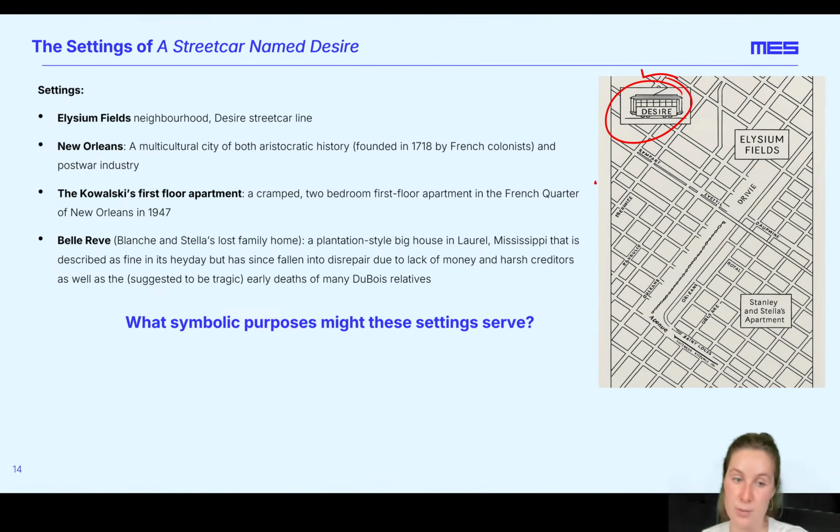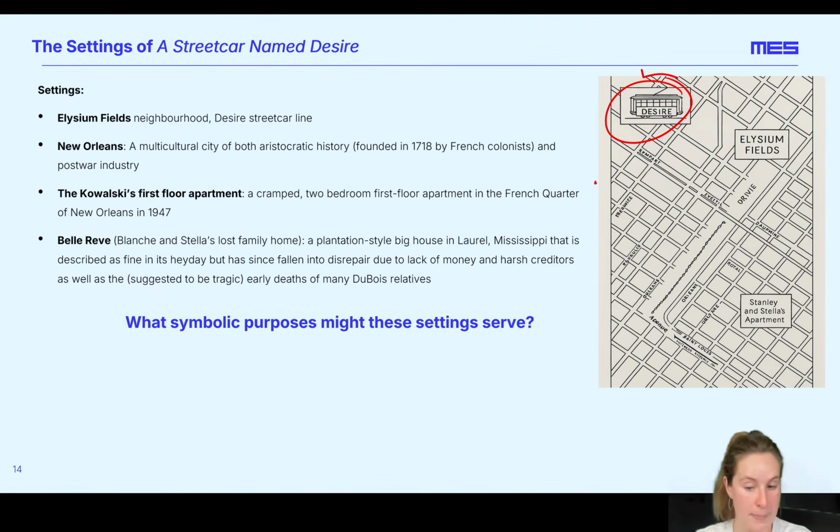We don't see it. We have descriptions of it as a white place with big columns in the country. It was a plantation style big house in Laurel, Mississippi that is described as fine in its heyday, fine being really nice, grand, but has since fallen into disrepair due to the lack of money and harsh creditors, as well as the suggested to be tragic early deaths of many Dubois relatives. In fact, Blanche says that the land that their family owned has been reduced basically by the time it was lost to the house and the cemetery next to it, and that was it. So clearly, a lot of the grandeur of Belle Reve has been lost over the generations, and we're going to look at some of that context in a minute.